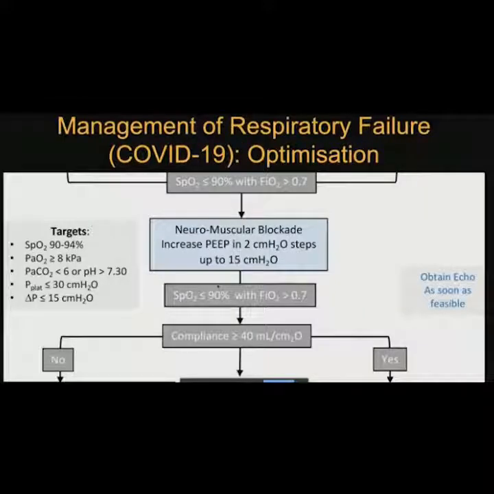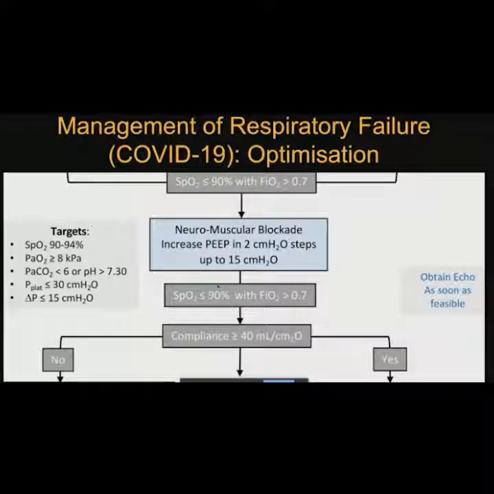And then after you see that and the patient's still not improving, the patient's still desatting less than 90 with FiO2 greater than 70%, then at that point you could consider neuromuscular blockade. You could increase the PEEP up to 15. And then at that point, if they still continue to desaturate, no matter what, I think it's always important to look at the compliance.